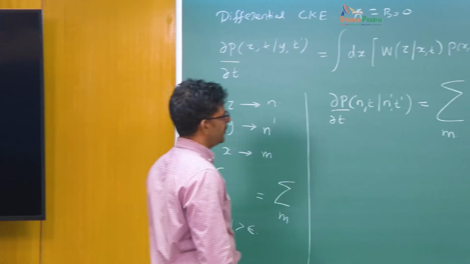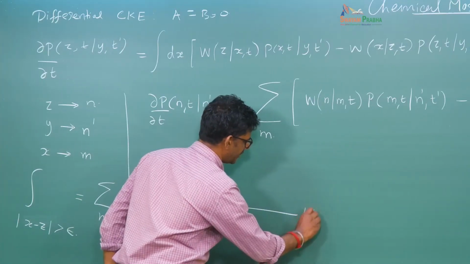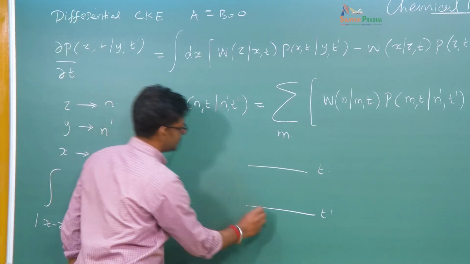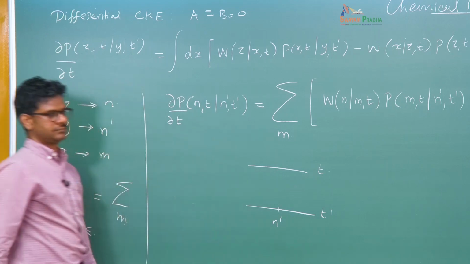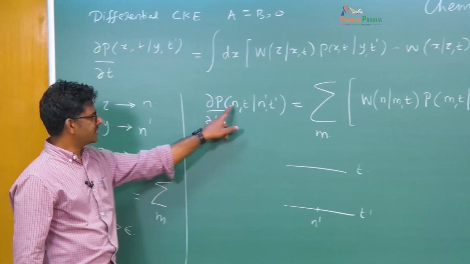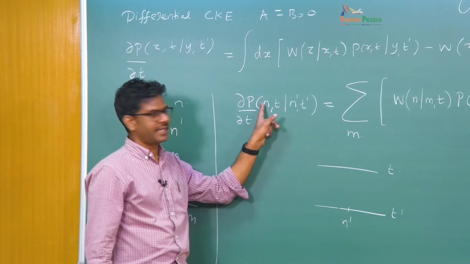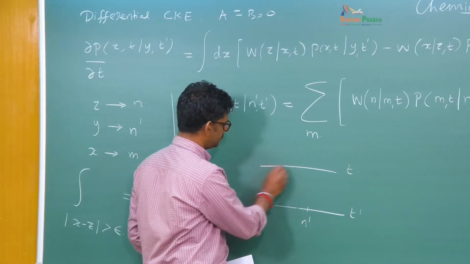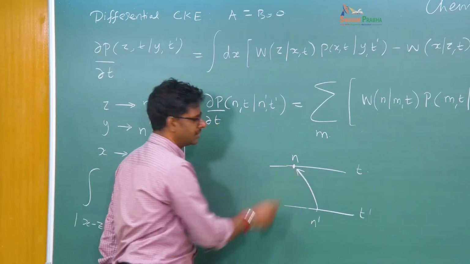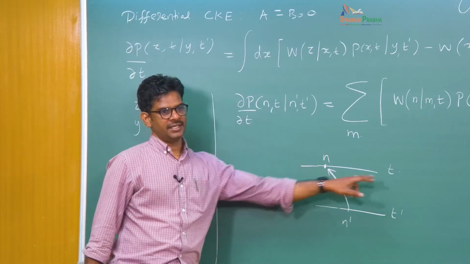So what these equations basically mean is that if I look at time t prime and time t, let's say the state is at n prime at t prime. The state is conditioned at n prime at t prime. We are asking what is the probability that the state will be found at time t at n. Let's say n is somewhere here at time t. So we are looking at the probability that the state will jump from n prime at t prime to n at time t.